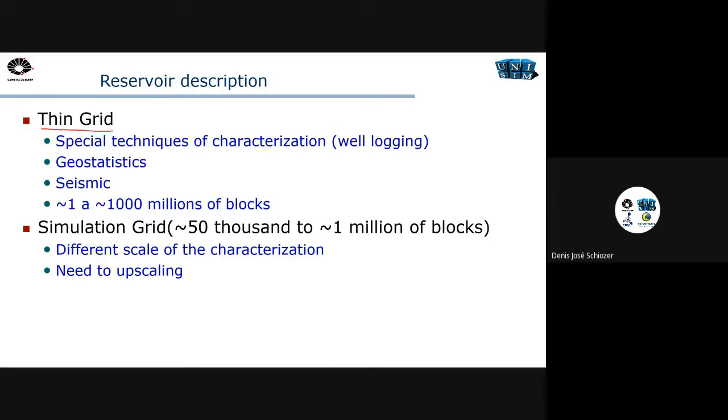Again, we have a very thin grid, thin in the Z direction, the vertical direction, which is very different from the horizontal directions. Reservoirs are normally very thin, but as we have seen, we are discretizing the vertical direction very differently from the horizontal direction, okay? So we need special techniques to upscale this type of reservoir, as we're going to see in the course, right? And normally, to do that, we also combine these upscaling techniques with geostatistics.